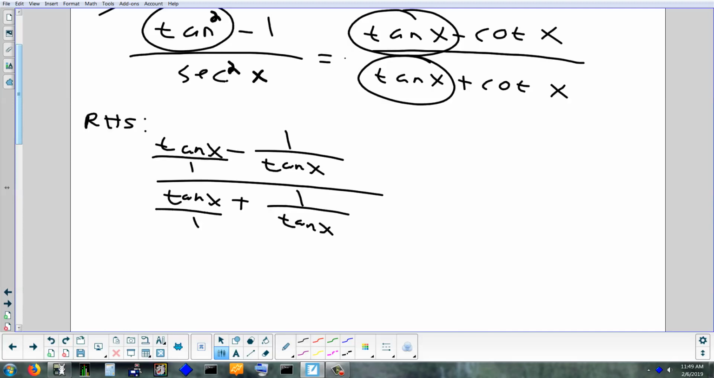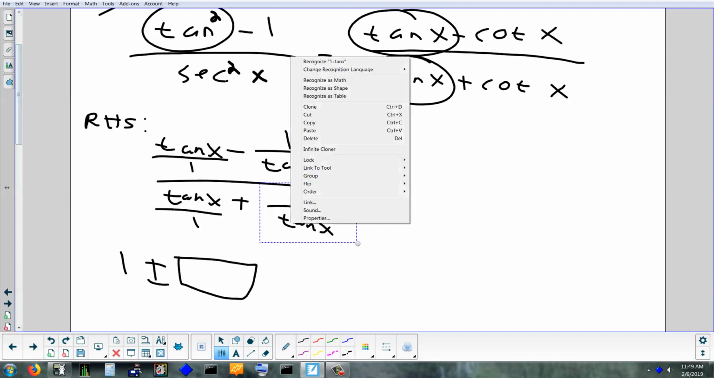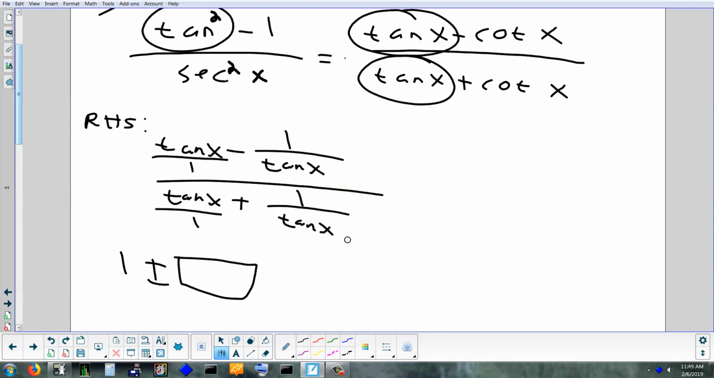The only reason I'm not thinking conjugate is because I don't see something like a number plus or minus a trig function. I see a trig function plus or minus another trig function. But if this wasn't here, then maybe I would be thinking conjugates: tangent plus 1, tangent minus 1. But it's not quite set up that way.